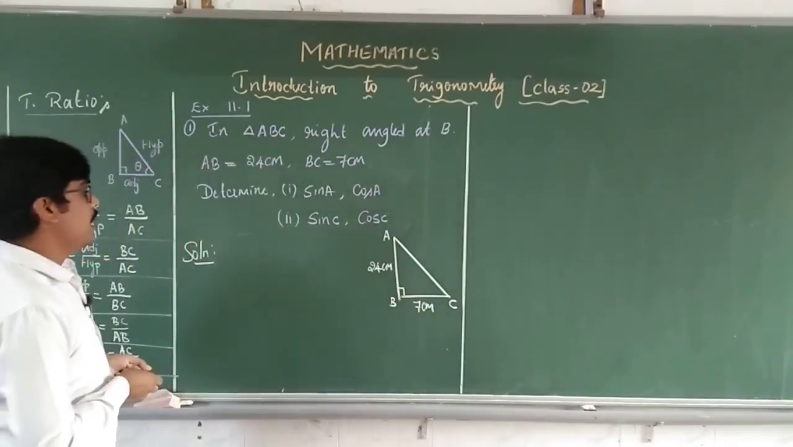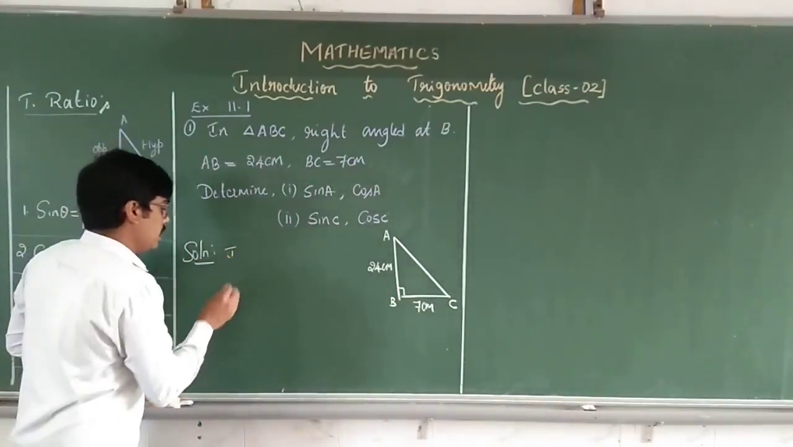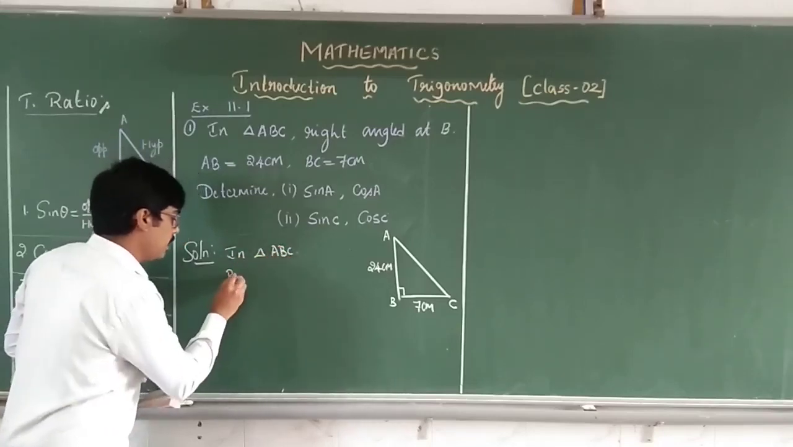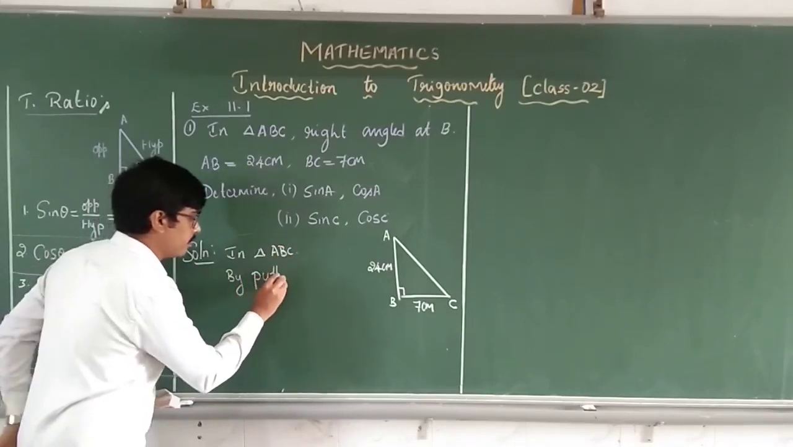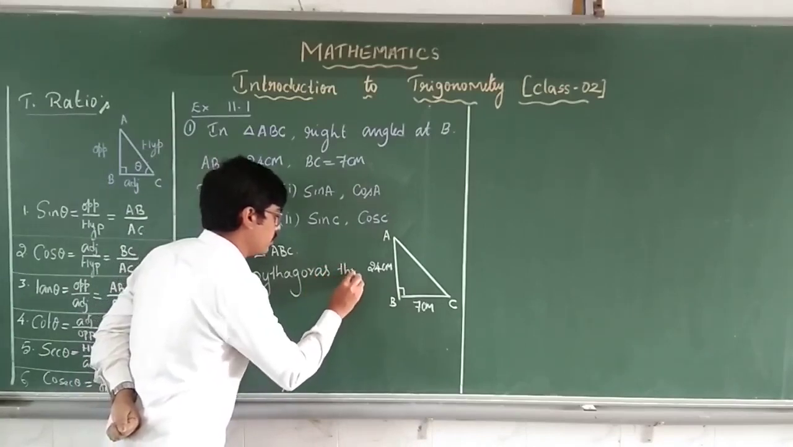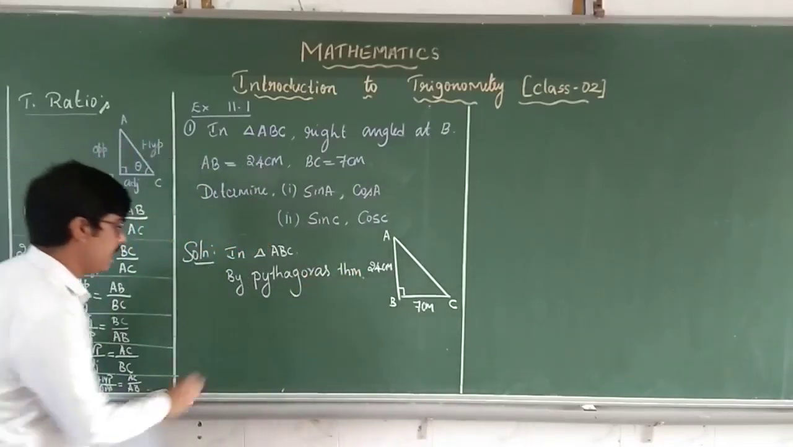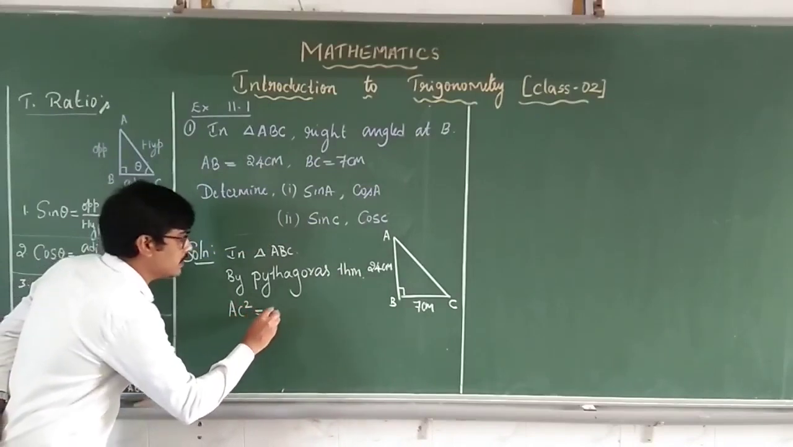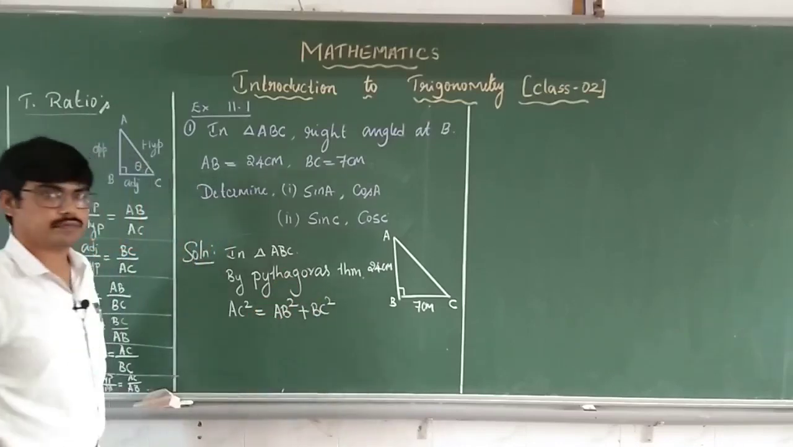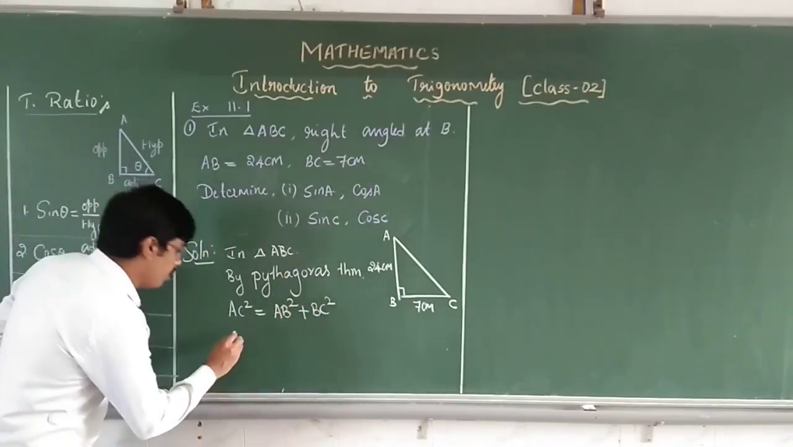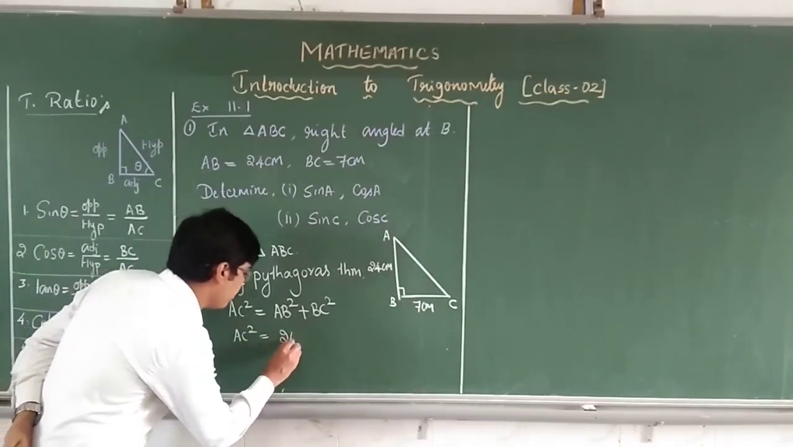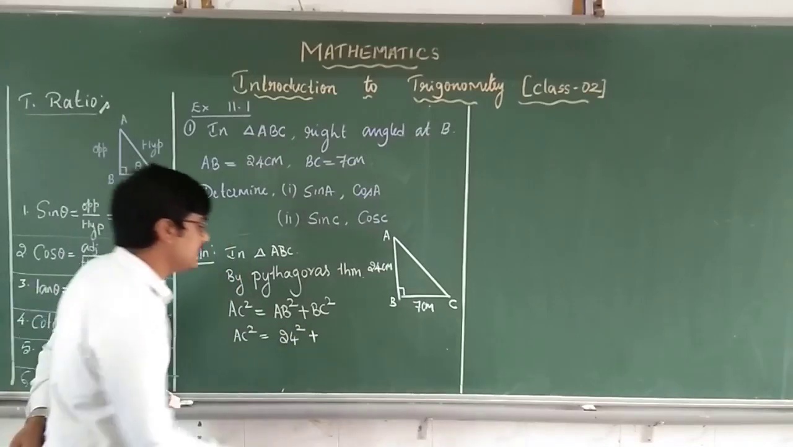Let me find it. In triangle ABC, by using Pythagoras theorem, we can write AC square as AB square plus BC square. We don't know AC square, so substitute the values of AB and BC. AB is 24 square plus BC is 7 square.